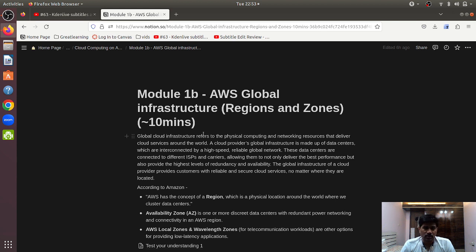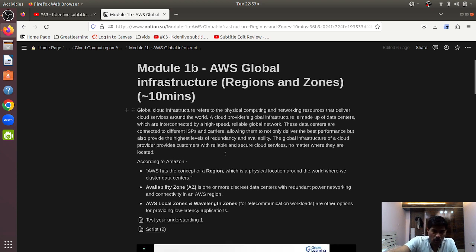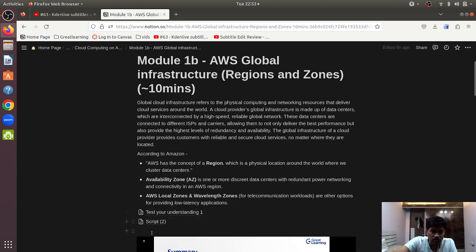The global infrastructure of a cloud provider provides customers with reliable and secure cloud services no matter where they are located. According to Amazon, AWS has the concept of a region, which is a physical location around the world where we cluster data centers. Availability Zone, AZ in short, is one or more discrete data centers with redundant power, networking, and connectivity in an AWS region. AWS Local Zones and Wavelength Zones are for telecommunication workloads and other options for providing low latency applications.